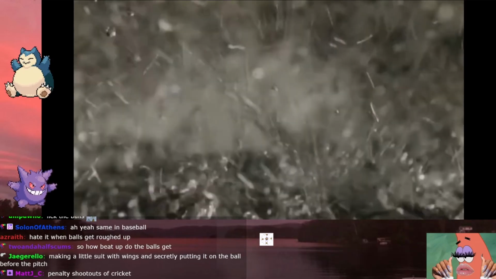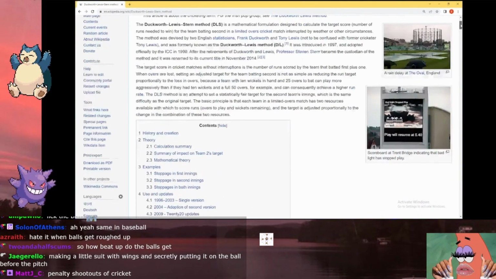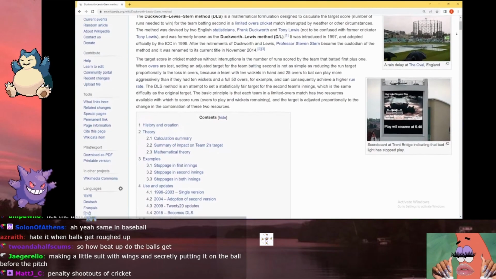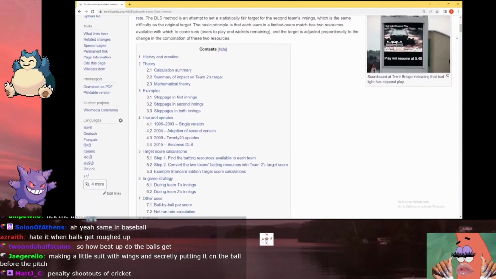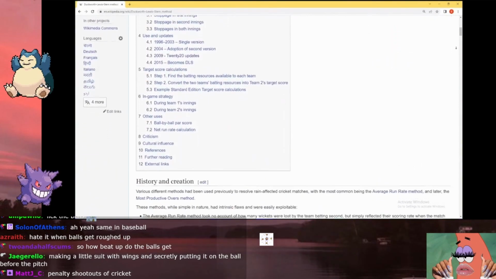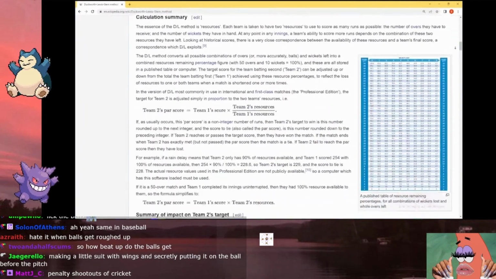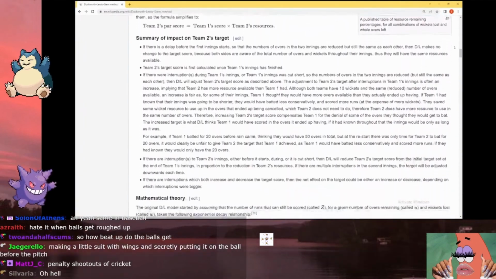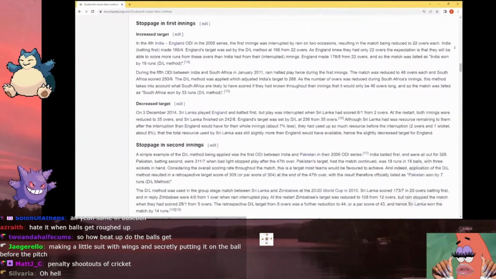If this happens during the second innings and the batting team has had the opportunity to bat at least 20 overs if it's an ODI cricket match, or 5 overs if it's a T20 match, one team is declared the winner, but it's not necessarily the team with the most runs. They use something called the Duckworth-Lewis method to determine the winner. And this is way too complicated for me to talk about here, so there's a link in the description if you want more information about this.